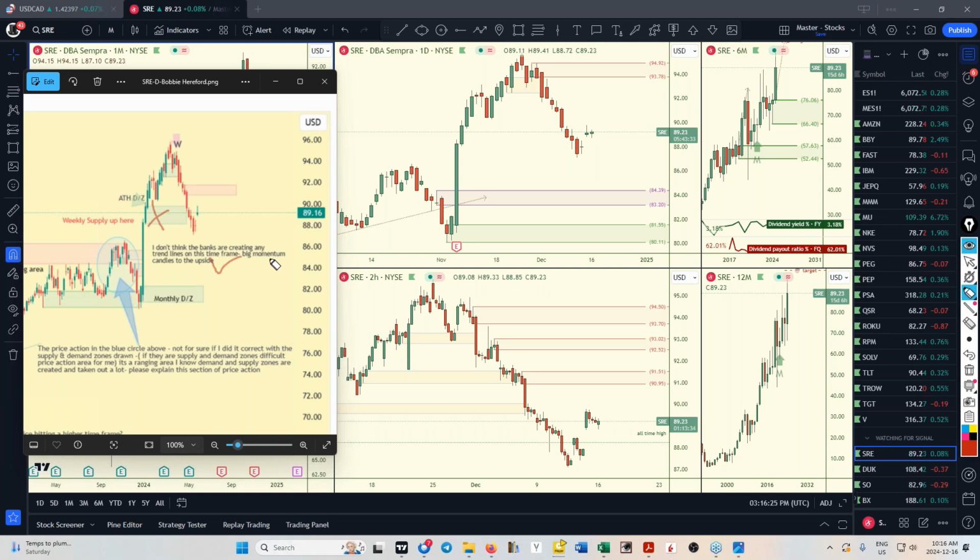On this time frame, big momentum candles to the upside. The price action in the blue circle above, not sure if I did it correctly with the supply and demand zones drawn. If they are supply and demand zones, it's a difficult price action area for me. Yeah, I would just leave it alone.